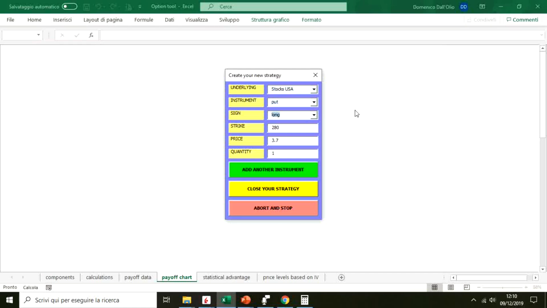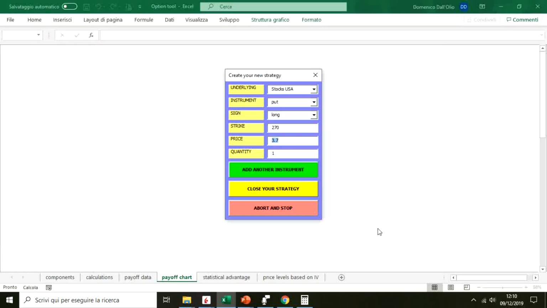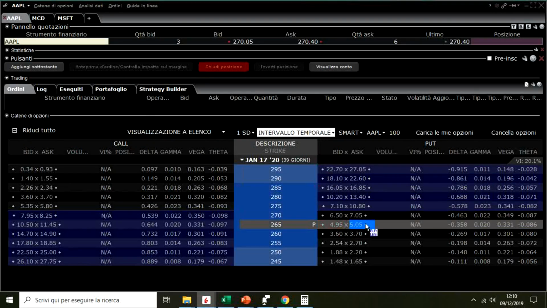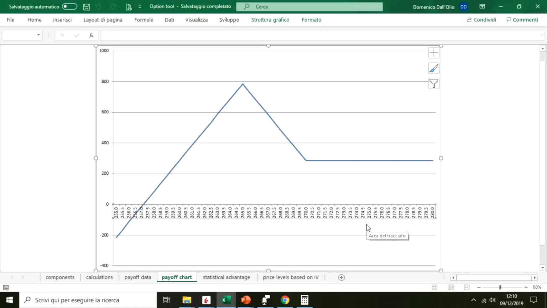Stocks USA, put long 270 for, I cannot remember the prices, 705, and we short sell two puts, strike 265, for 495 each. What happens? Here we go. This is the payoff. If I am wrong and the price will remain stable or increase, I will have a profit at most equal to $285. What if I am wrong?